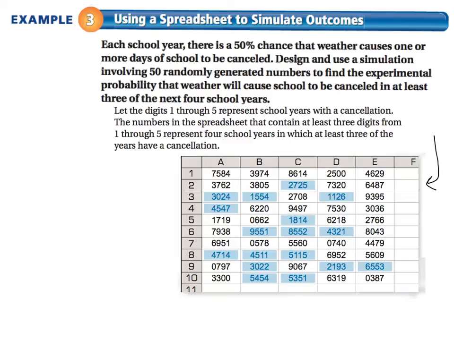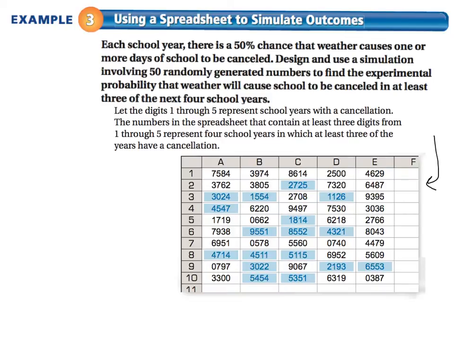So if at least 3 of the numbers are from 1 to 5, then it's canceled. If you look here, 7, 5, we only have 2 numbers in the first one. In B1, we only have 2 in this one. We only have 2 in this one. We only have 1 in this one, the 5. 4 is between 1 and 5. 6 is not between 1 and 5. 2 is between 1 and 5, and 9 is not. So here there's only 2 that are from 1 to 5.